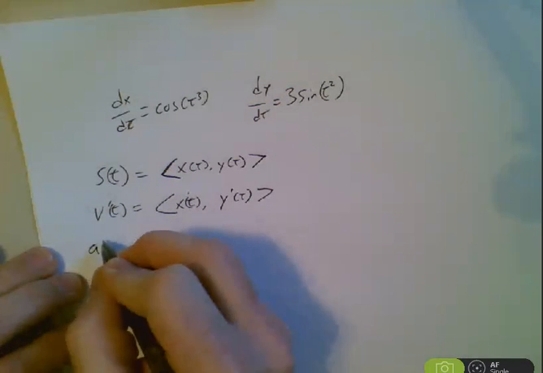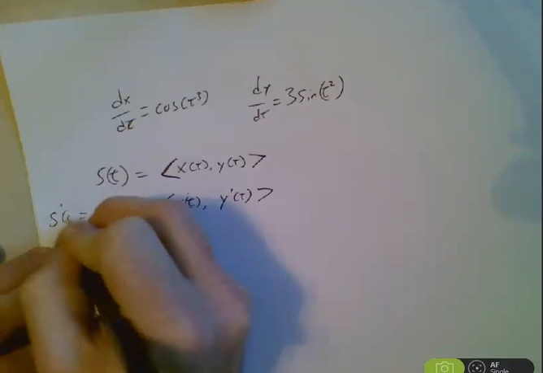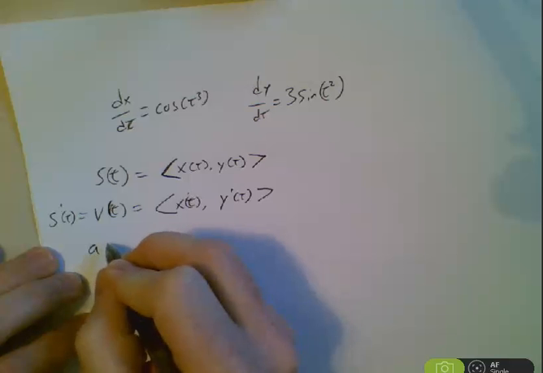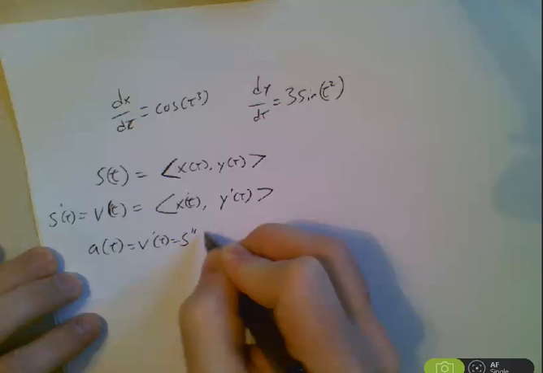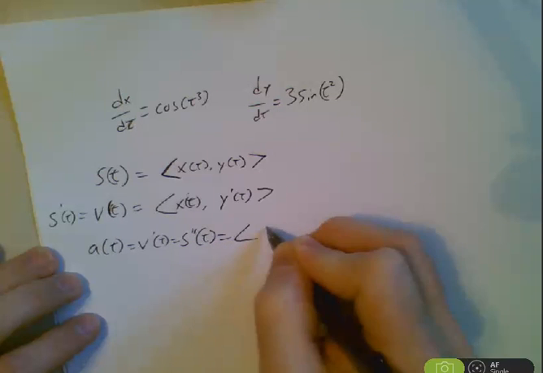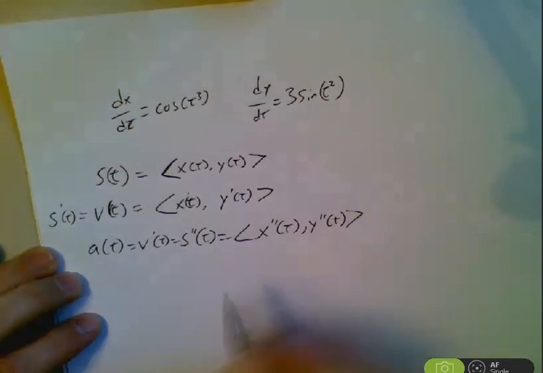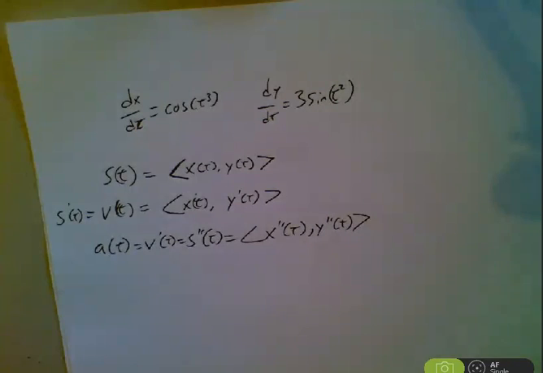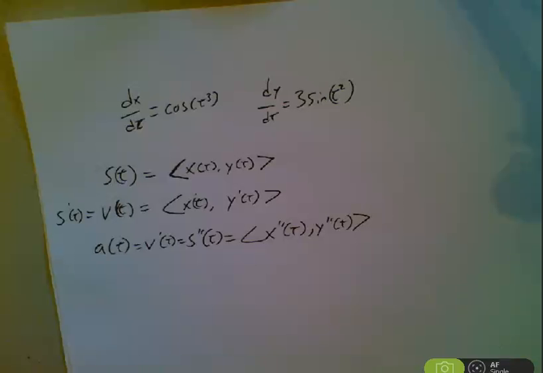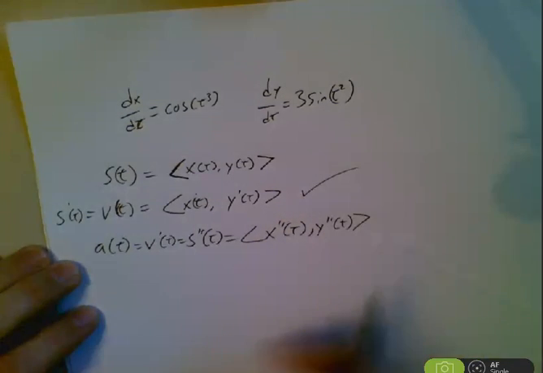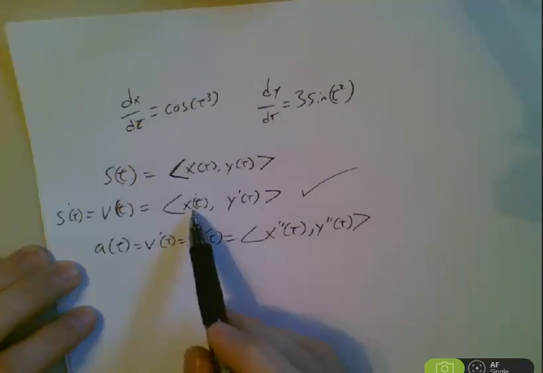Then, of course, the acceleration vector. This is velocity, which is s prime. Acceleration is the derivative of velocity, which is the second derivative of position, and that would be <x double prime of t, y double prime of t>. So when they ask us in that other question to find the acceleration vector for time equals 2, I look at what we've got. Well, technically they're already giving us the velocity vector because they gave us dx/dt and dy/dt. That's x prime and y prime.